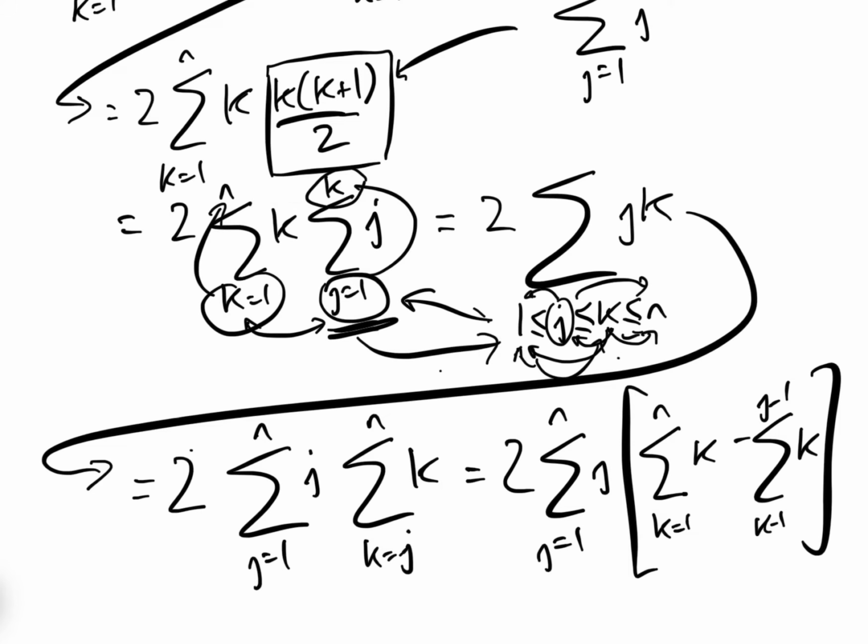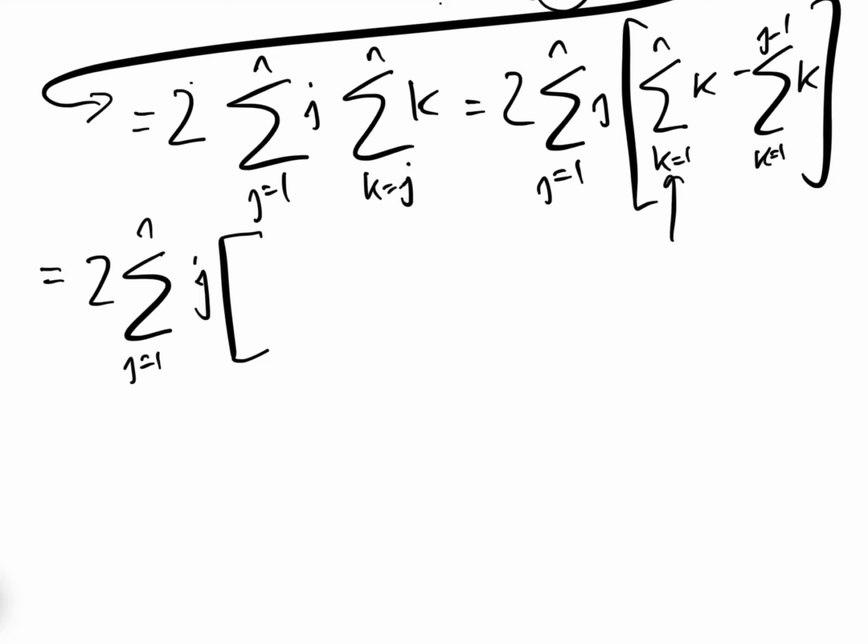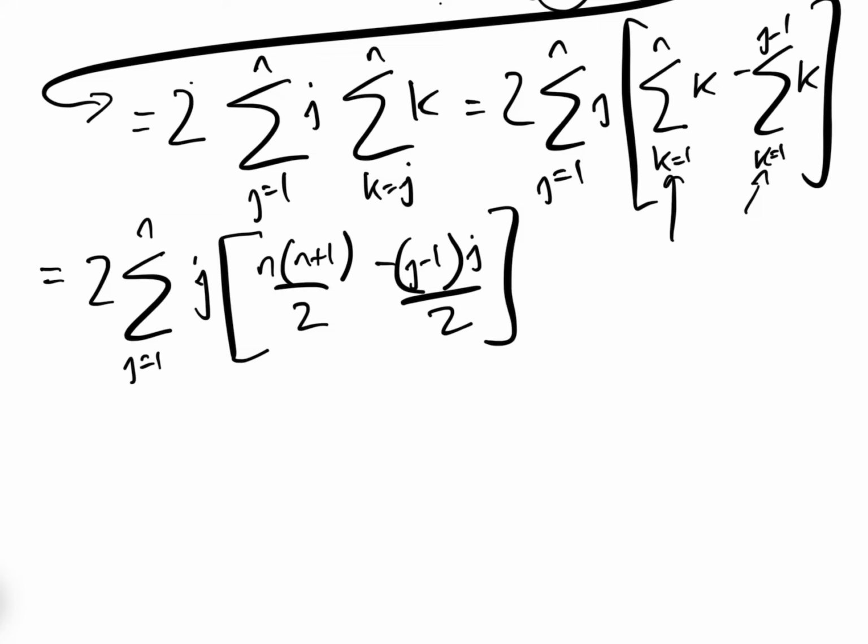All we're doing there is we're saying that the sum of k from j to n is the same as the whole sum from 1 to n, take away the sum from k equals 1 to j minus 1. Okay, so that equals 2, the sum from j equals 1 to n of j, times by, okay, well the sum from k equals 1 to n of k is n plus 1 over 2. And that's just the sum of the first n natural numbers. And here we have the sum of the first j minus 1 natural numbers, which is j minus 1 times j over 2.